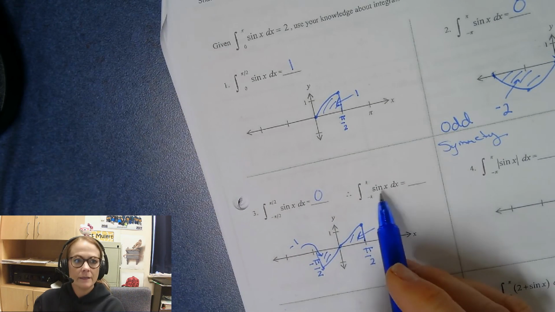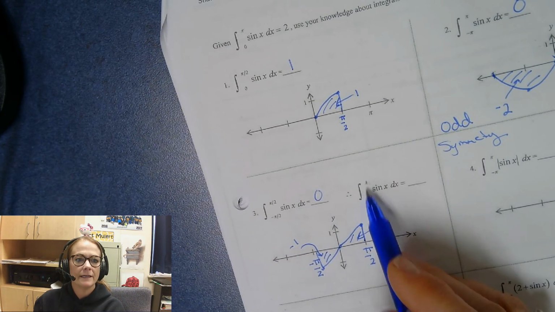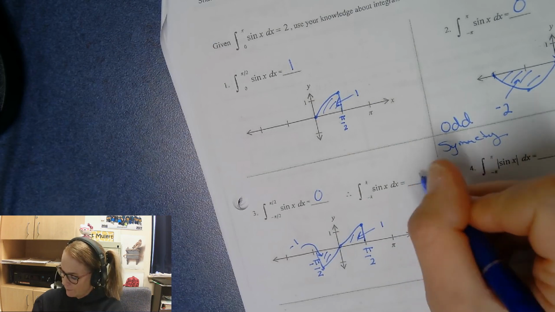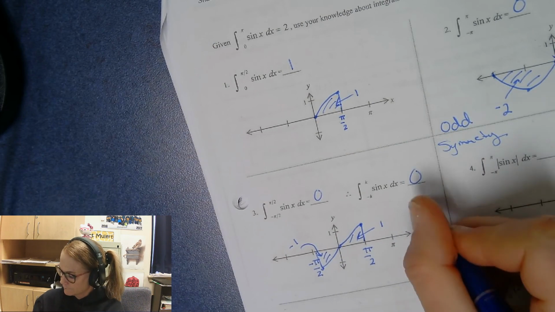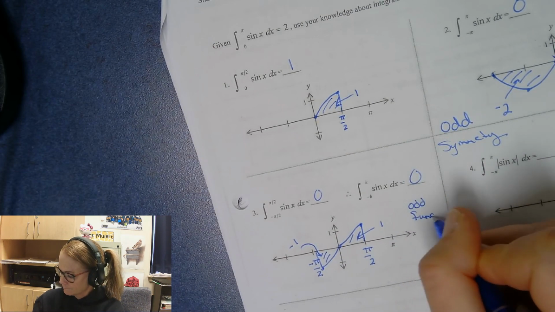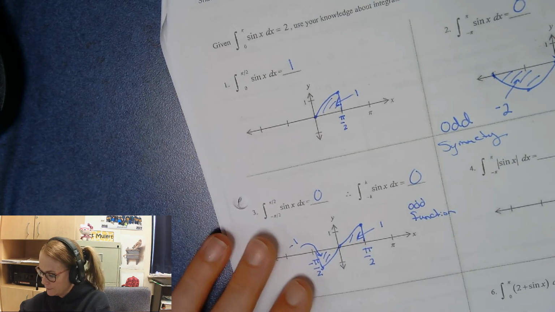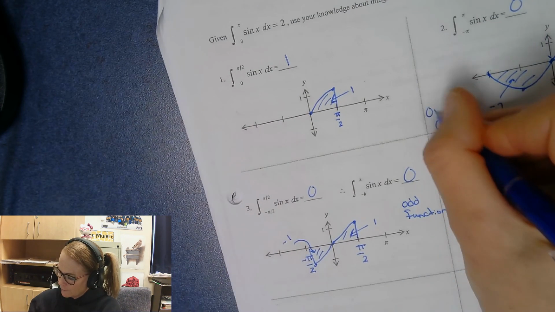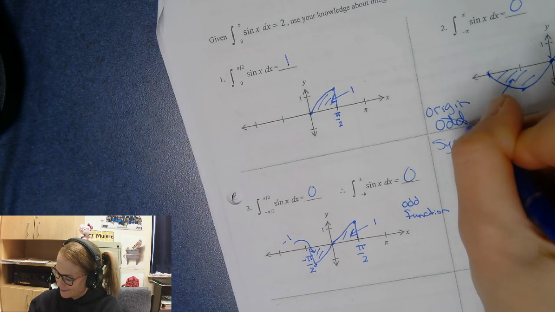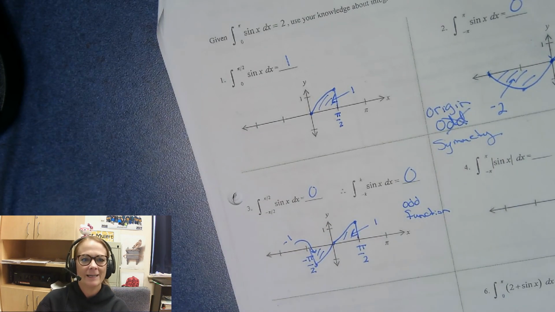0. So in conclusion, for any negative k to k, these have to match. Due to odd symmetry, this would zero out. For any odd function, sine is odd. Odd symmetry, and I guess I could call that origin symmetry, not odd symmetry. Odd symmetry would be with respect to the origin.